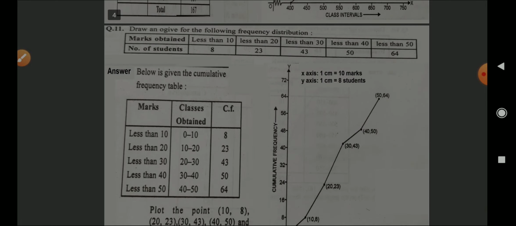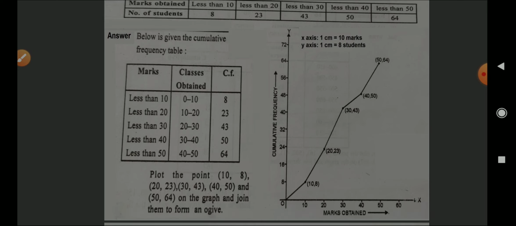It is also the same sort of thing. Draw the frequency ogive curve. So we have to draw the ogive curve, or cumulative frequency curve. Less than 10, so it is between 0 and 10. Less than 20, between 10 and 20. Less than 30, 10, 20 and 30. Less than 40, 30 and 40. Less than 50, 40 and 50. And cumulative frequency starts with 8, 23, 43, 50 and 64.